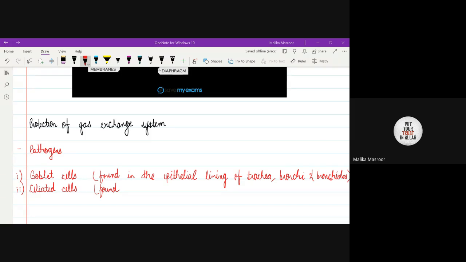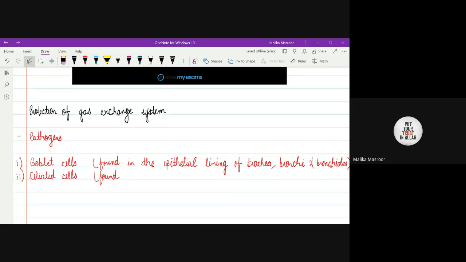Good. So it is a continuous flicking motion that sweeps away mucus, which is secreted by goblet cells, upwards and away from the trachea. And yes, you are right, they are found in the epithelial lining of the respiratory tract. Very good, both of you. But is everyone clear?